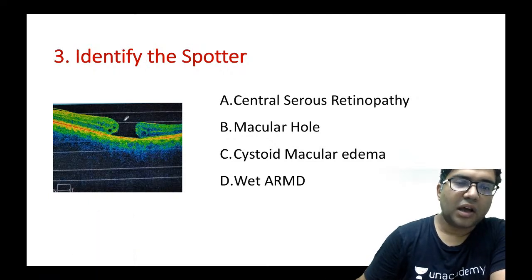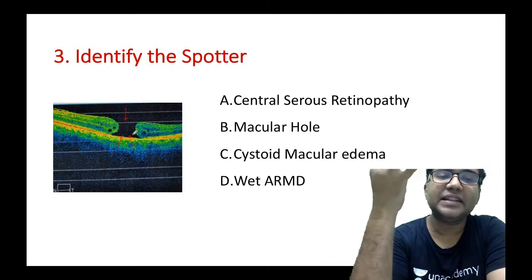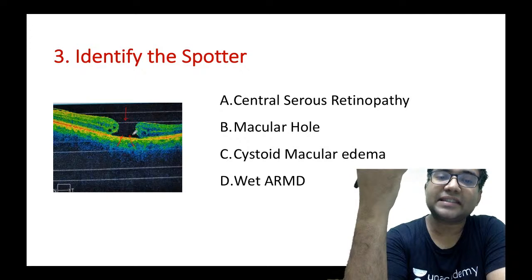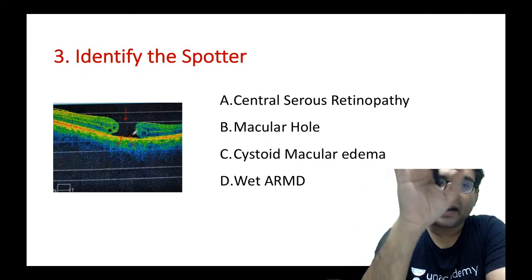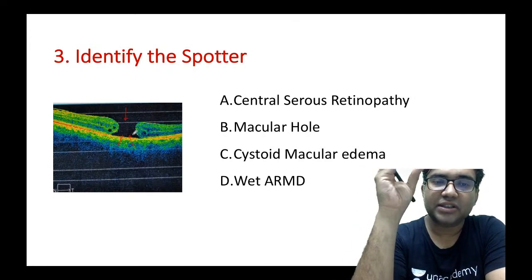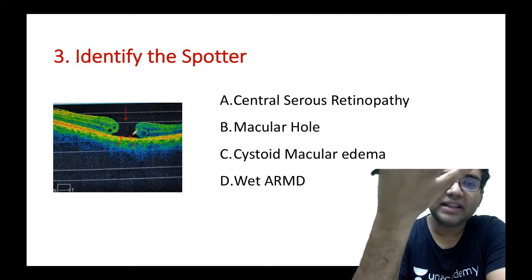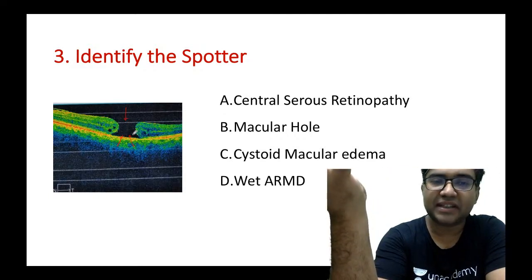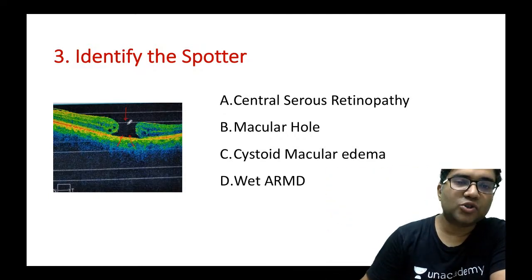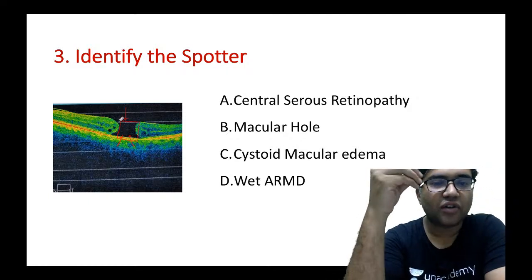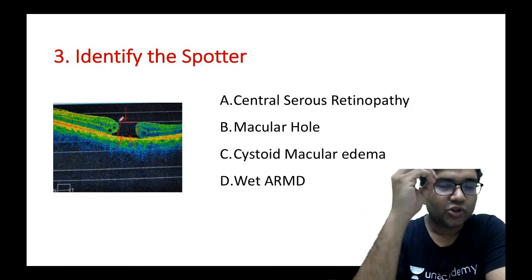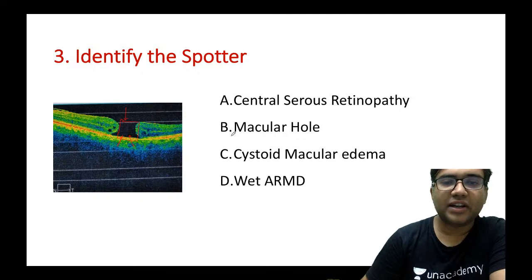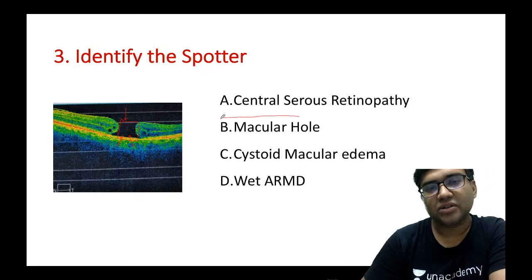Now if you can appreciate here, remember, the foveola is a very thin layer of the retina, or you can say it is the thinnest part of the retina. In this pathology, if you can appreciate, all the layers are absent at the foveola. So there is total loss of the layers of the retina at this place. So what is this called? This is called a macular hole.